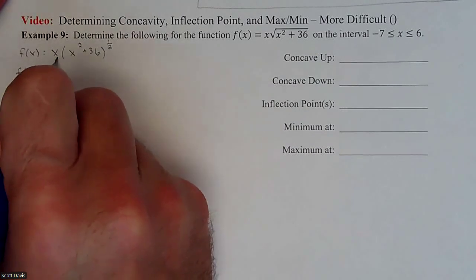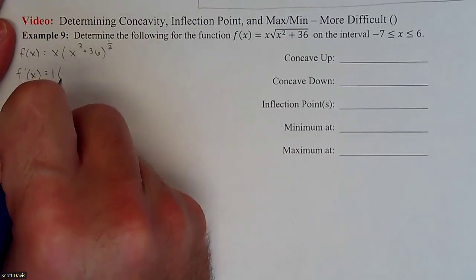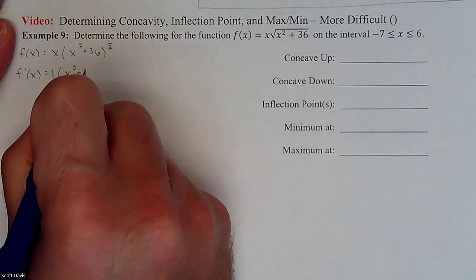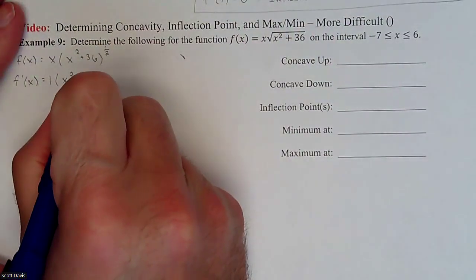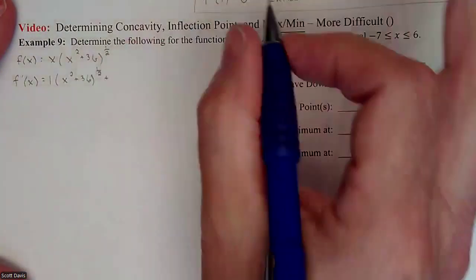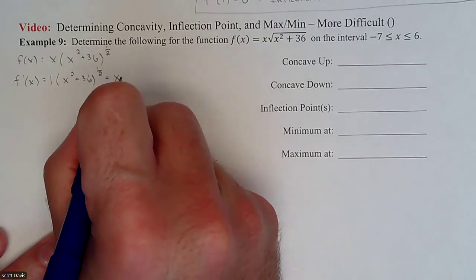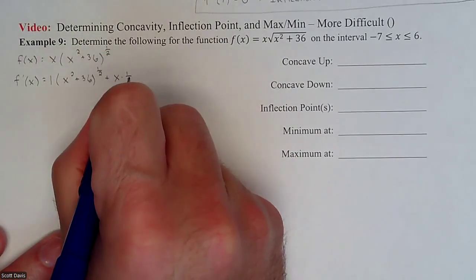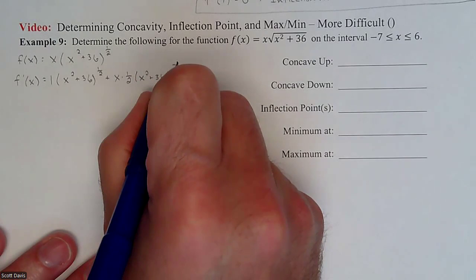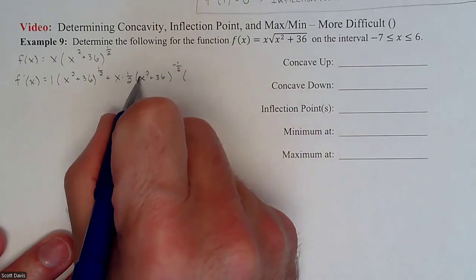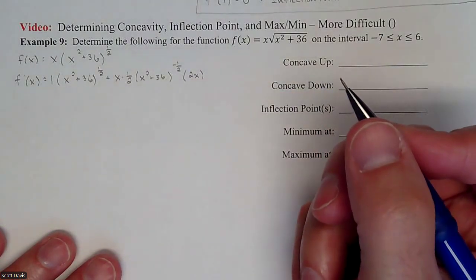And our derivative is a product rule. So the derivative of the first times the second, so derivative of x times the x squared plus 36 to the 1/2 power, plus the first times the derivative of the second. So this is a chain rule, so we'll bring the 1/2 down, x squared plus 36 to a negative 1/2 power, and then times the derivative of the inside, which is 2x. All right, so that's our derivative.